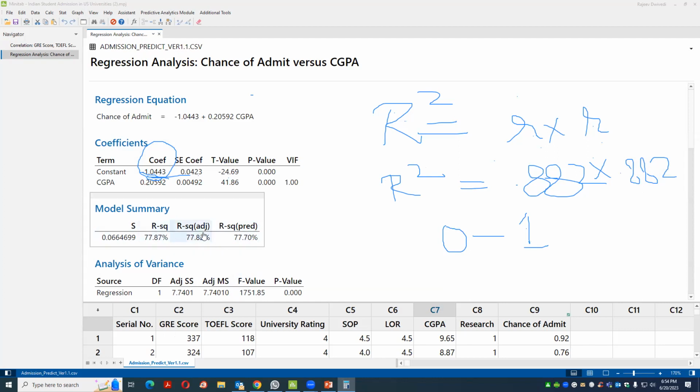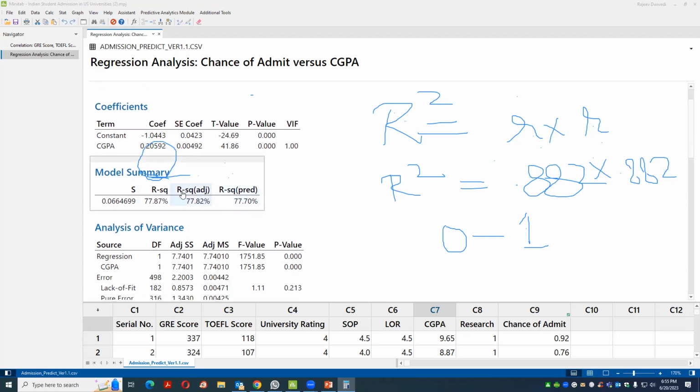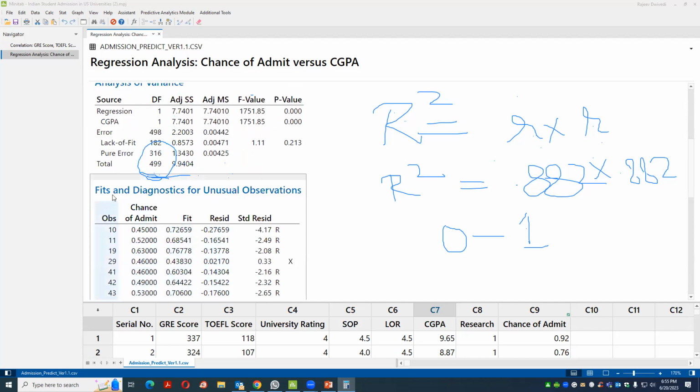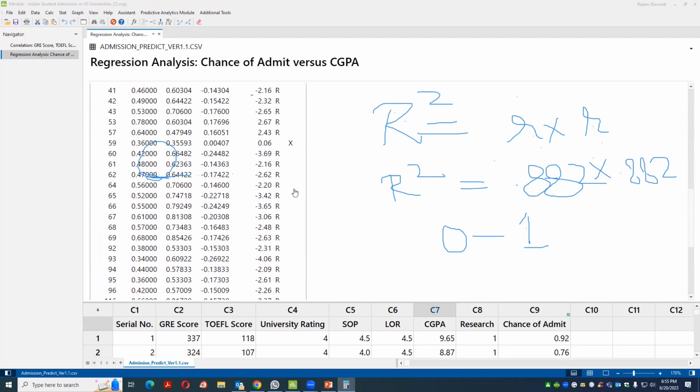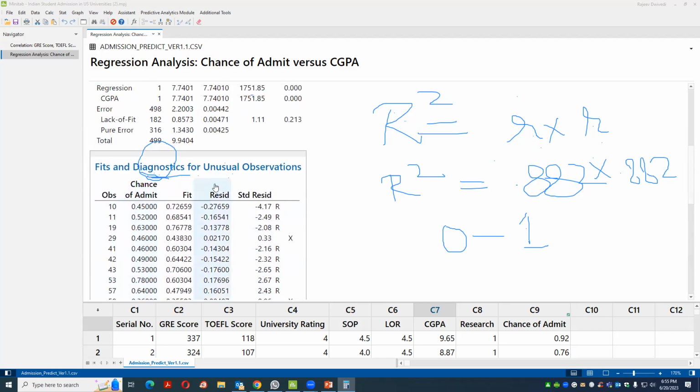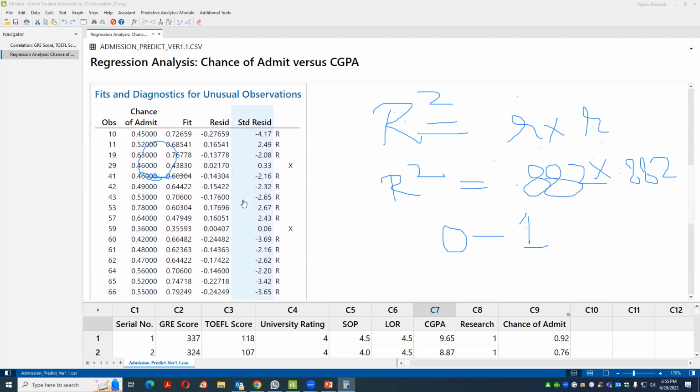What is adjusted R square? Adjusted R square is a little bit smaller than R square. Why? I'll tell you why. R square is 77. This is a little smaller, 77.82, a 0.05 difference. This other one is again smaller. Look why it is so. The reason is that unusual things happened. These are unusual observations. These are unusual numbers in the data that are causing this problem.